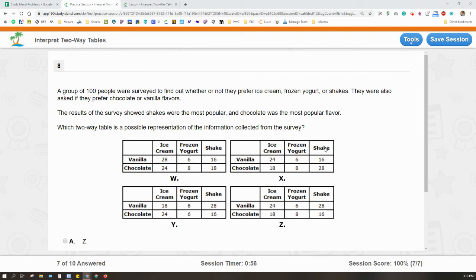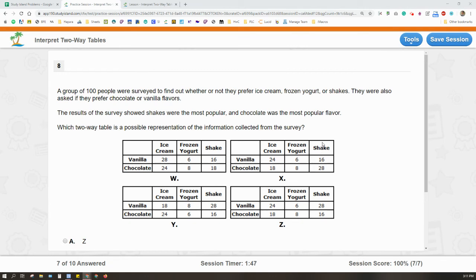Over here, we had shakes have 28, but only 16 vanilla. Over here, ice cream had 24 and 18. So what's more popular for table X? 24 plus 18 and 16 plus 28. Add them together and you'll get your answer. 24 plus 18 gives you 42. 16 plus 28 gives you 44. So table X works because 44 is more than 42. That makes shakes the most popular.